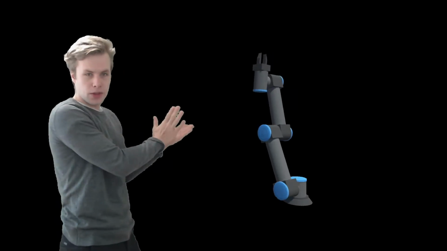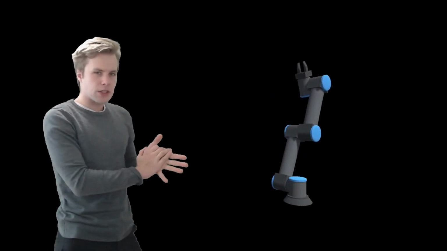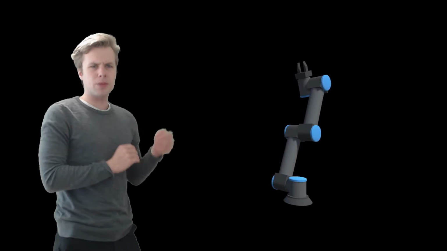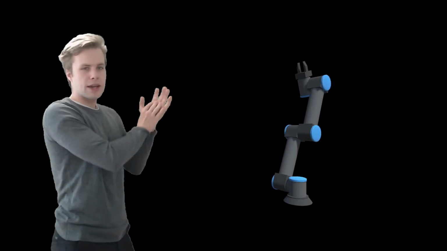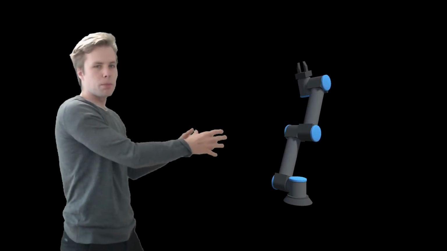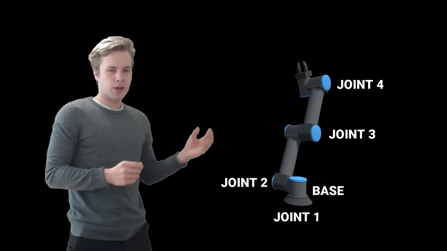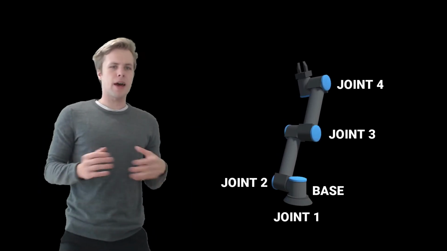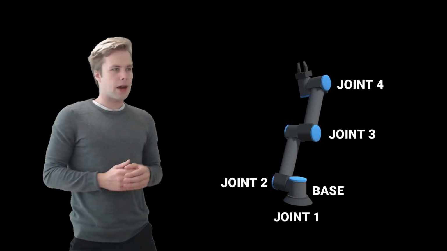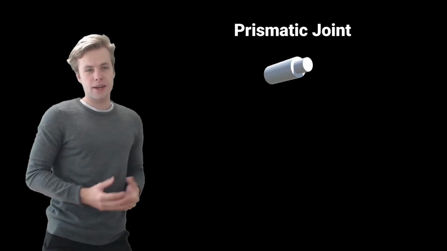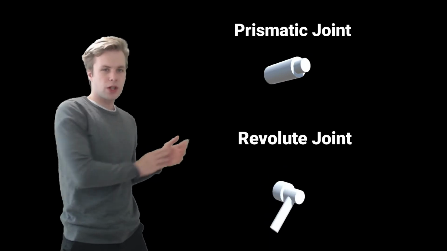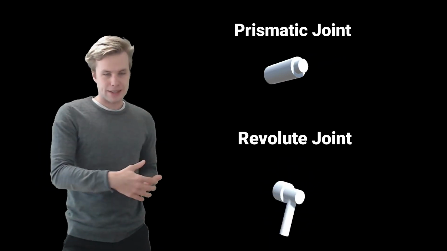So let's look at this robot. As you can see, there are a lot of things going on, and I think we'll take them one at a time. First of all, this robot has an arm that is attached to what we call the base. And from the base, there is what we call a joint. Now, in robotics, there are two types of joints. There are what we call prismatic joints, which are able to move along an axis, and there are revolute joints, which are able to rotate around an axis.